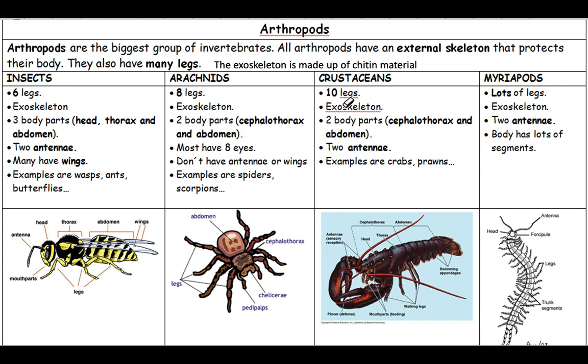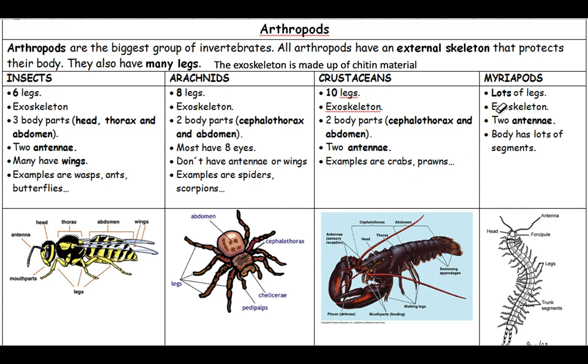And then we have crustaceans. Crustaceans have 10 legs in total, and they have an exoskeleton and two body parts. They have the cephalothorax and the abdomen. They consist of two pairs of antennas. The examples are crabs and prawns.